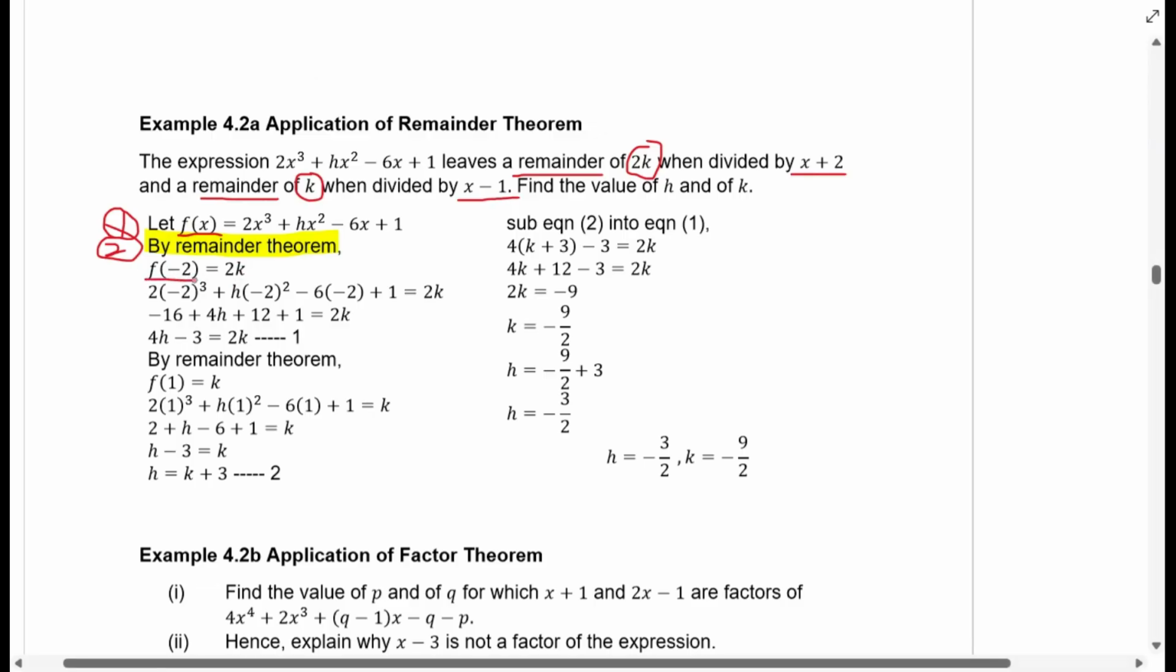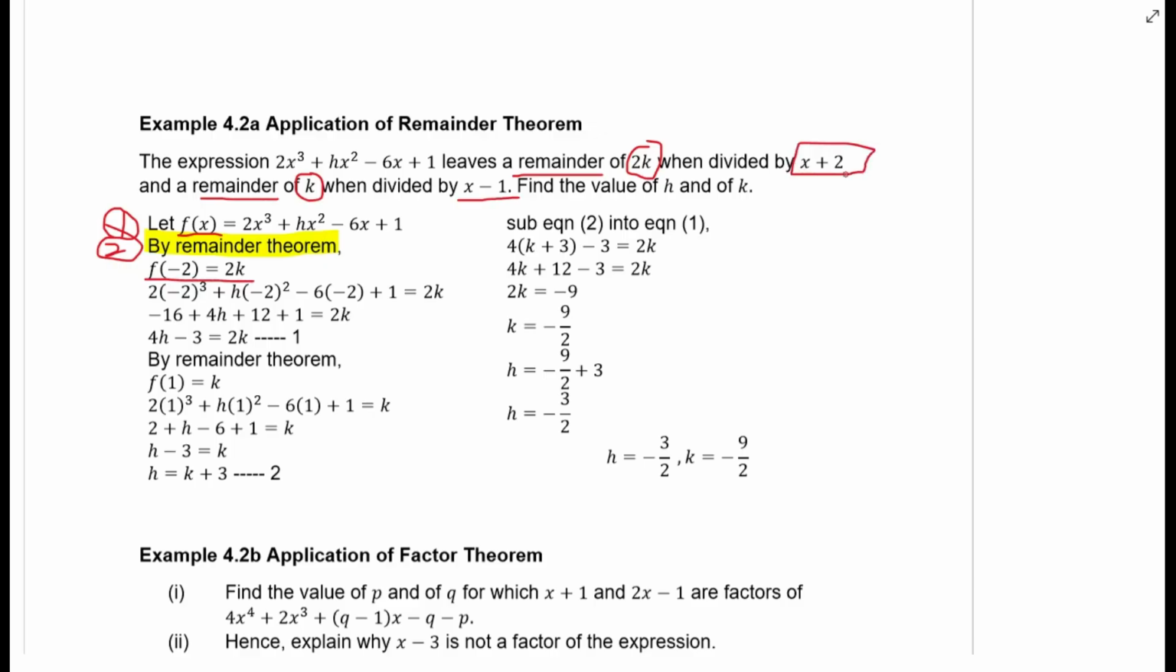So where did this come about? Looking at your very first divisor, the one over here, x plus 2, you have to let it equal to 0 first. So x plus 2 equals 0. Then you shift your 2 over, x equals negative 2. So that's why you sub x equals negative 2 into your f(x). Then they tell you there will be a remainder of 2k, so you equate it to 2k.